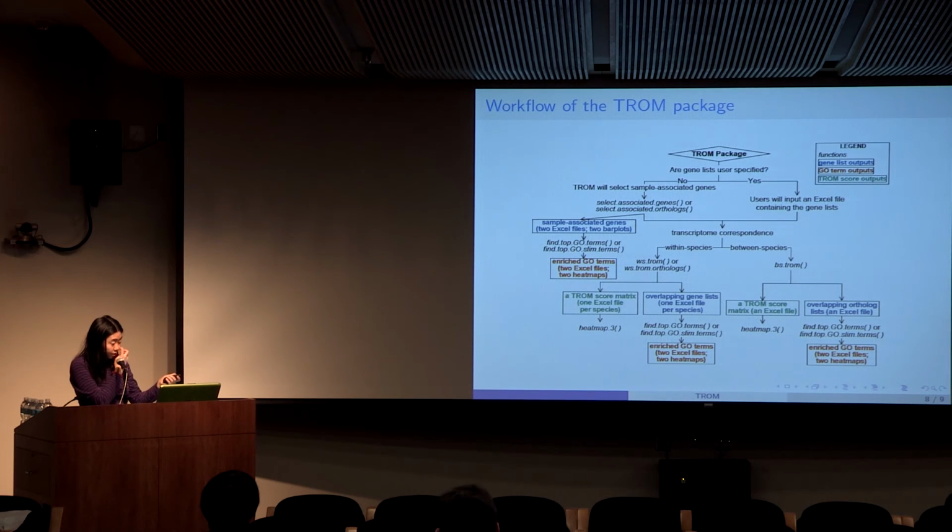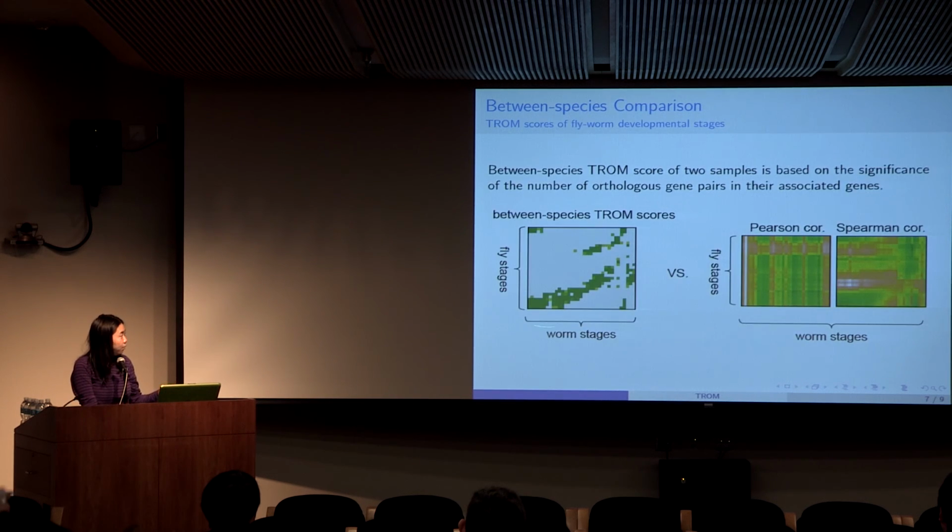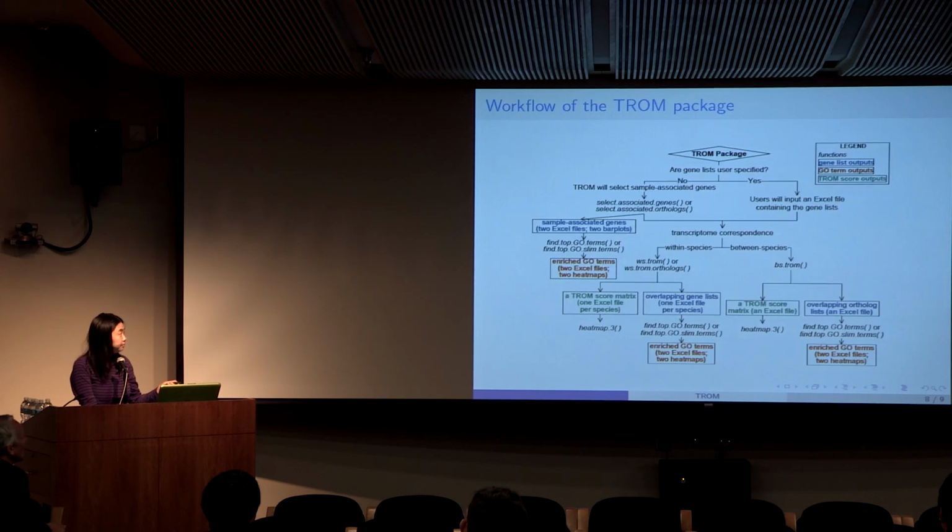Okay, so this is the workflow of the package. In this package, essentially, you need to input a gene expression matrix. And you have the option to let us select associated genes for you, or you can tell us which genes you think are important. And then with those associated genes, we will find the overlap. So we will do the within-species TROM and between-species TROM to give you the heat map of the mapping. And also we will do the GO term analysis and output the GO terms to help interpret why these two stages are mapped to each other, which genes lead to this mapping, and what their functions are.